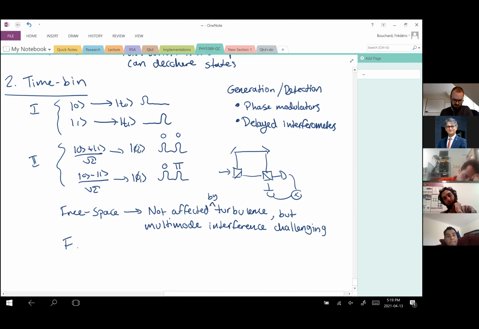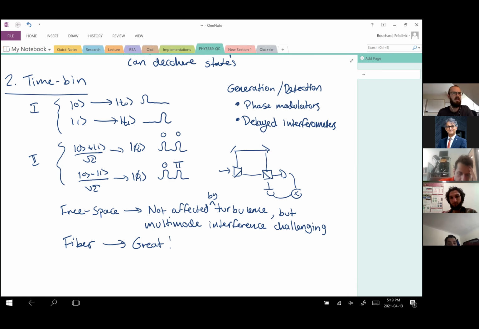For fiber, it's great. You can just send your state through fiber. Even if the polarization changes, that doesn't really cause any decoherence in the time bin. So this is really one of the most popular degrees of freedom for fibers.